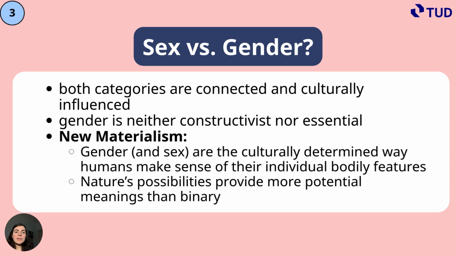So we can say that with regard to sex versus gender, both categories are connected because biology is connected to how you use your body, how you represent your body, how you live your life, how you behave, and thus culturally influenced. And also this perception of what is feminine, what is masculine, and how does sex in a way link to that? It's all in a way culturally determined.